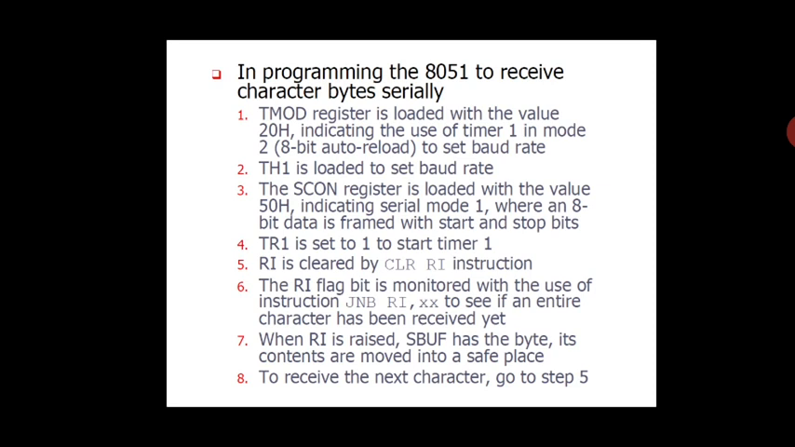In the 4th bit, we need to start the timer. In the 5th bit, we have to clear the RI, that is, RI will be cleared. And whatever the data, directly I'll go to step number 7. When RI is raised, SBUF has a byte. Its contents are moved into a safe place. Safe place in the sense, whatever external data has been transmitted, it is loaded into SBUF. We can keep it in one of the registers, depending on the requirement from your program's point of view. And to receive the next character, we need to go to step number 5 to repeat the process.